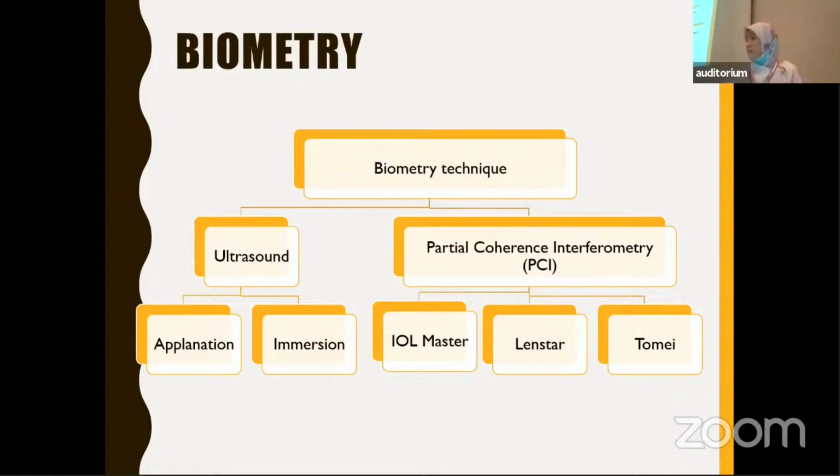In ultrasound, we have two types, which are applanation and immersion. And partial coherence interferometry is what we use now. There are too many machines in the market, so I just list out three of them, the ones I am familiar with.